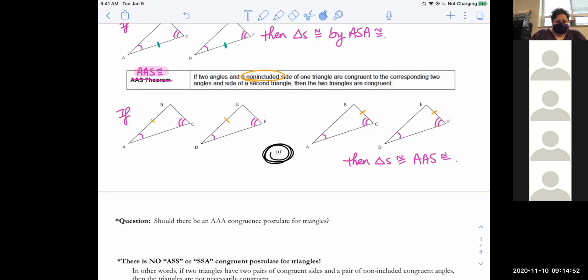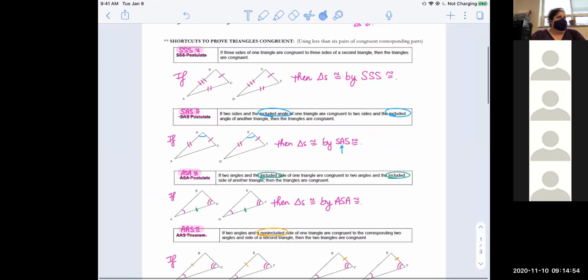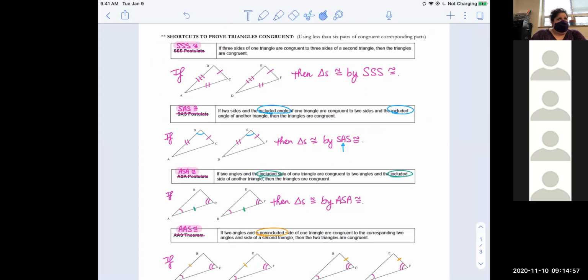Okay, so again, the four options here are side, side, side, side, angle, side, angle, side, angle, and angle, angle, side.